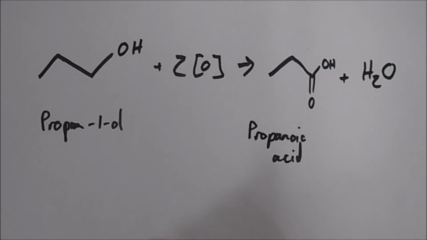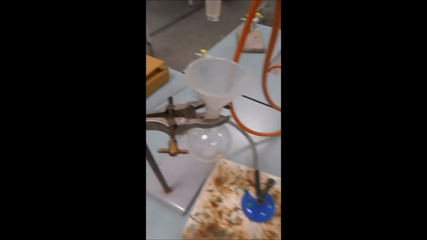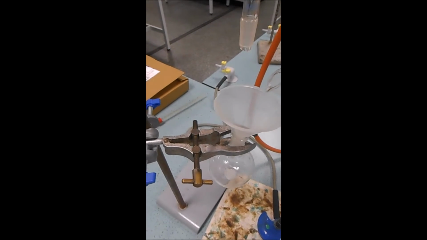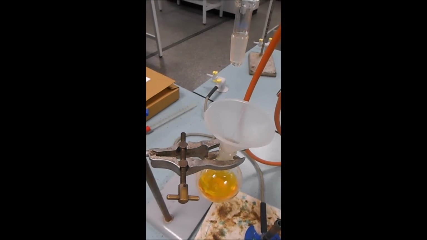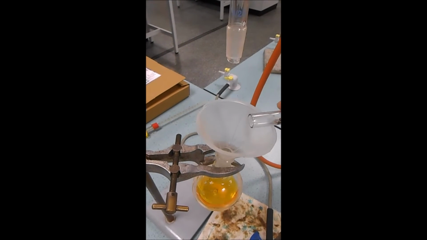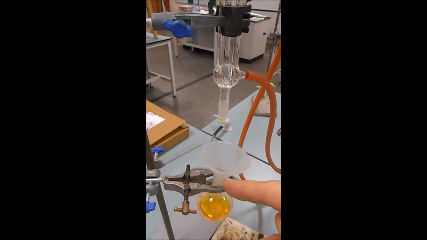So we need to keep the aldehyde, and in fact we need to keep the alcohol as well in there, and we need to heat it really strongly. So to do that, we heat it under reflux. We've got the anti-bumping granules in here. Okay, we're going to add our acidified potassium dichromate. We're going to add our propan-1-ol, and then we're going to attach the condenser straight to the top.